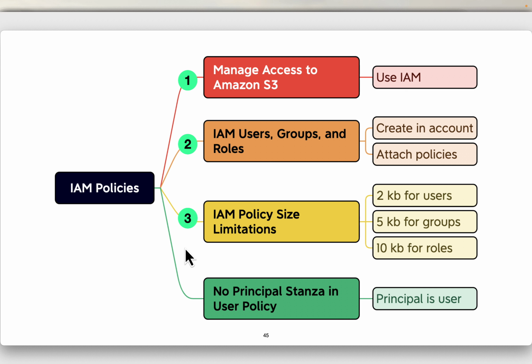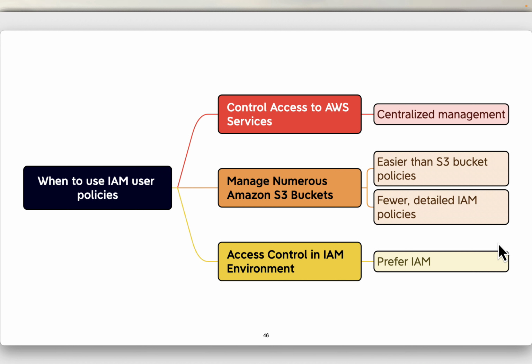You need to understand that there are maximum size limitations for IAM policies for users, groups, and roles. IAM policies have a 2 kilobyte size limit for users, 5 kilobytes for groups, and 10 kilobytes for roles. No principal stanza in user policy. So notice that there is no principal stanza. So there is no principal keyword. There is no principal stanza listed in the user policy, as the principal is whichever user the policy is applied to.